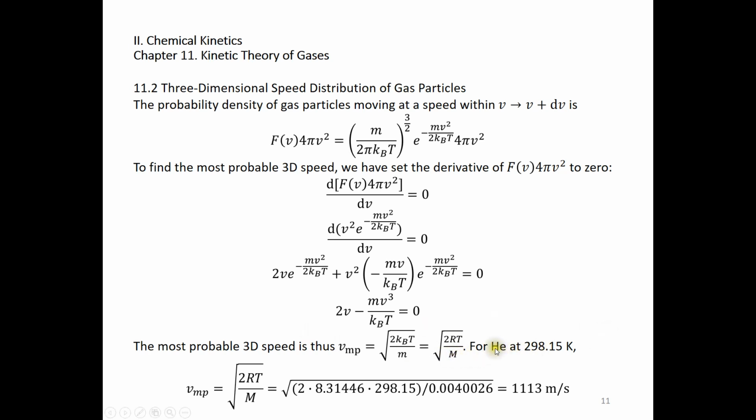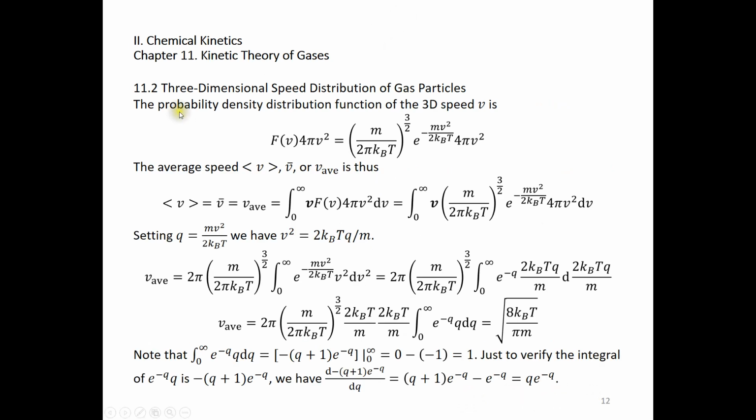Let's look at helium as an example. The square root of 2RT over M, 2 times R times temperature over the molar mass of helium in kilogram per mole. We get 1100 meter per second. It's really fast.